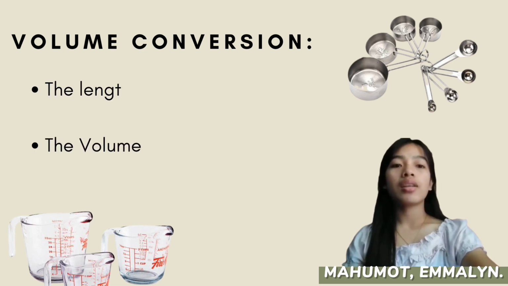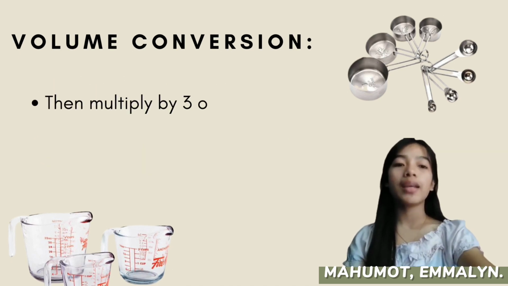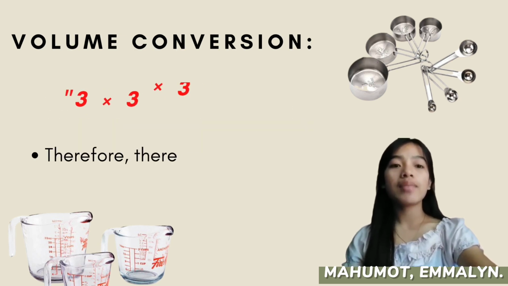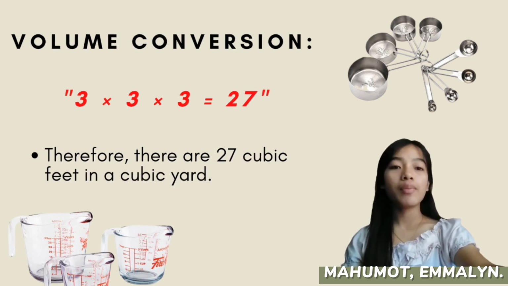The length conversion is multiplied by 3, and the volume conversion must be to multiply by 3 and multiply by 3 again, and then multiply by 3 once again, once each for length, width, and height. The result is 3 times 3 times 3 is equal to 27. Therefore, there are 27 cubic feet in a cubic yard.